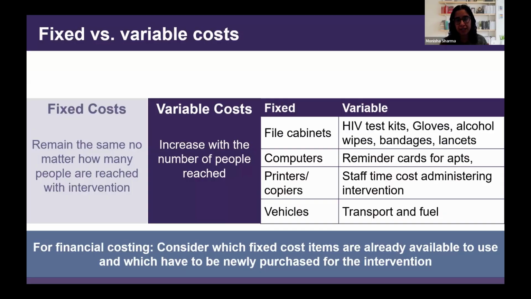But if you do have to buy new file cabinets to keep participant records, then those would be the new costs. So you would go through and cost everything that is in addition to what's already there. So like an incremental cost to implement the intervention.